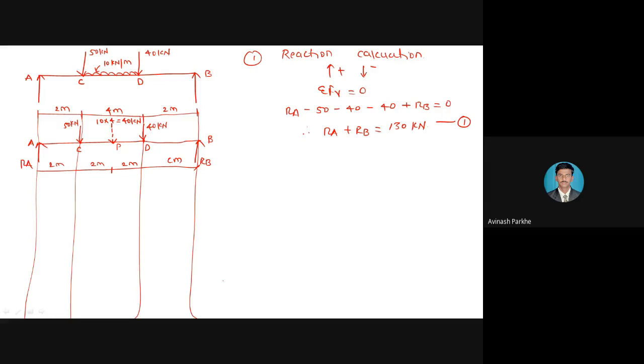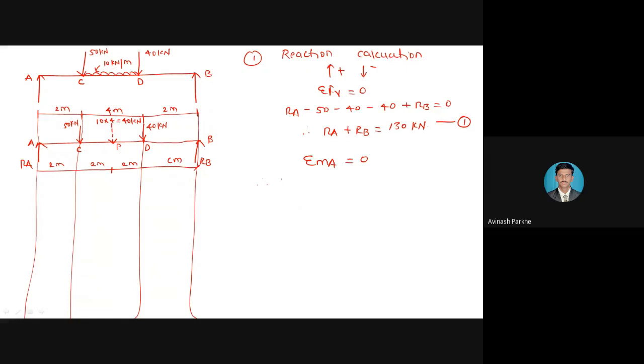I request all the students, please do the calculation and try to represent your reaction values in the chat box. Yes, RA plus RB is equal to 130. Now, second, summation of MA is equal to 0. That means you have to take the bending moment at point A. While taking the bending moment at point A, what do we have to do with all the forces on its right side? We have to resolve them.